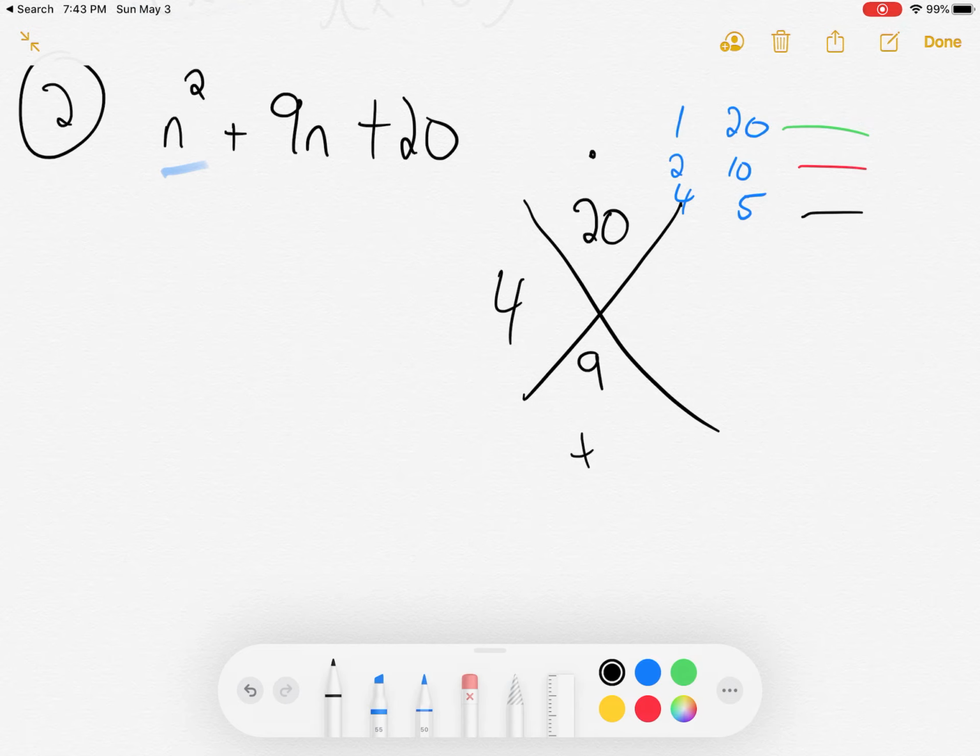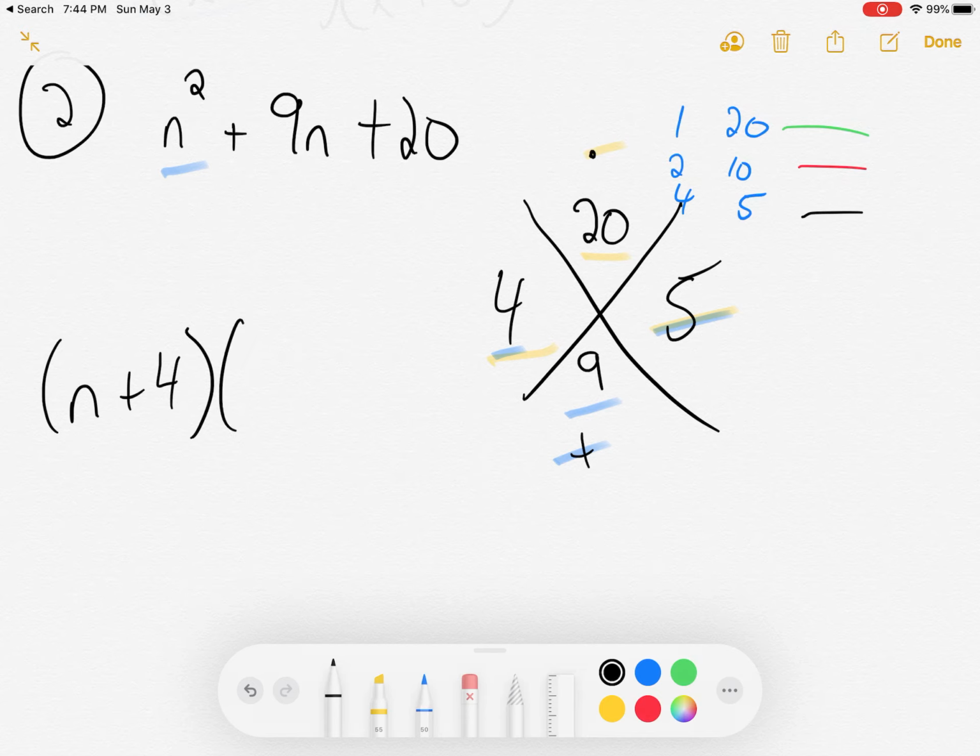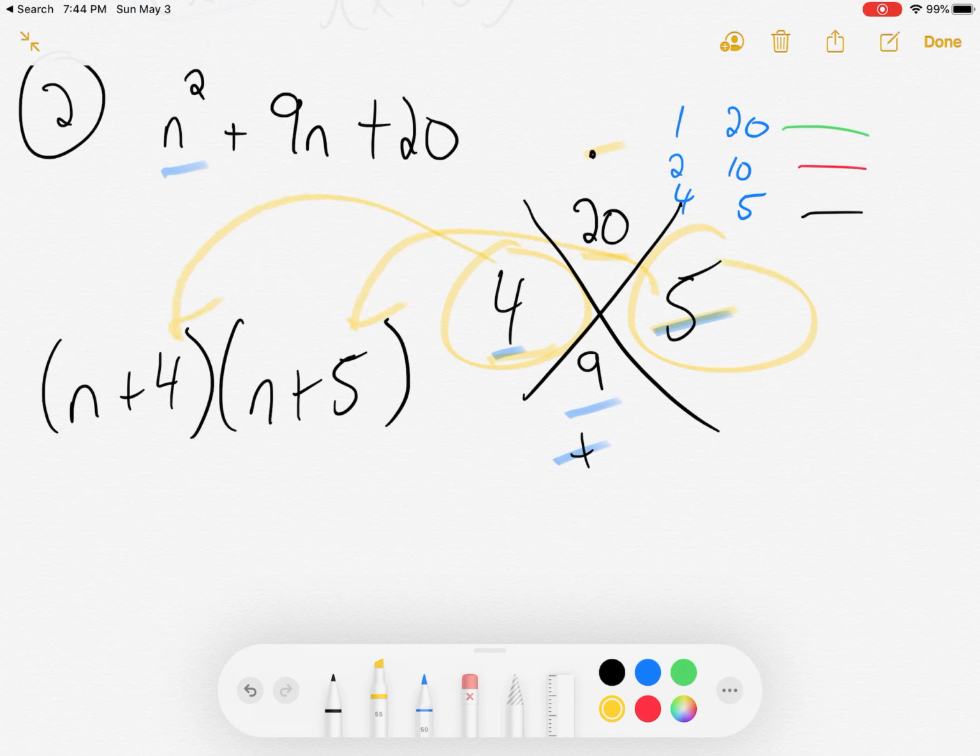So 4 plus 5 is 9, and 4 times 5 is 20. So now our final answer is just n plus 4, n plus 5. All I did was take this part and this part from my diamond and put them into the parentheses. If you want to pause the video before this next one, you can try this.